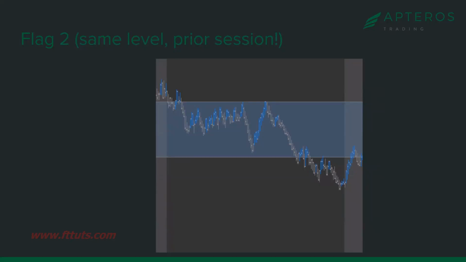Is the exact same level from the prior session. It did the exact same thing. I believe this was crude oil. Doesn't matter the market though. We broke back into this structural area. And then we got really flaggy, as I call it.